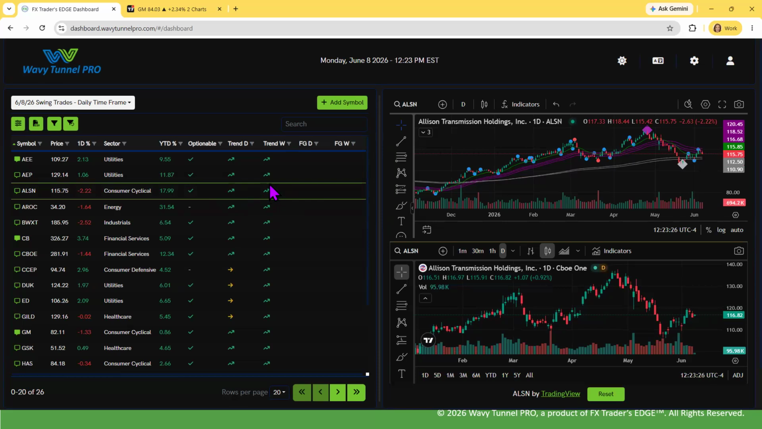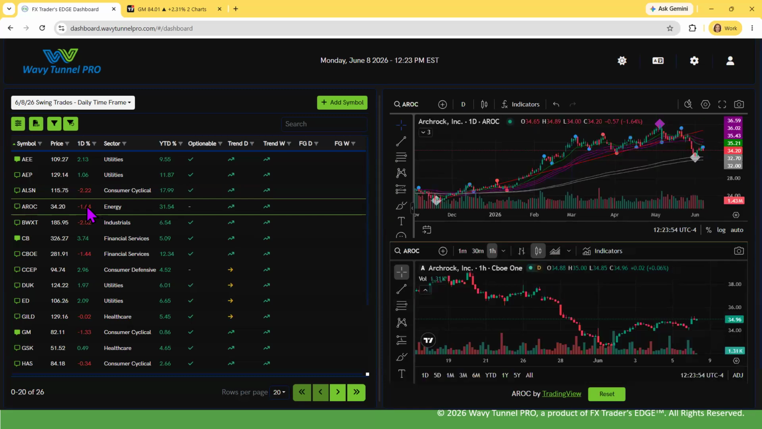Okay. The way we scan for this is for the daily trend. I said, okay, show me all the stocks where the trend is either up or neutral. And neutral is the yellow arrow to the right. Neutral means that the wave is in the tunnel, but it's not below the tunnel. So it's still okay. All right, let's look at the next one, energy.